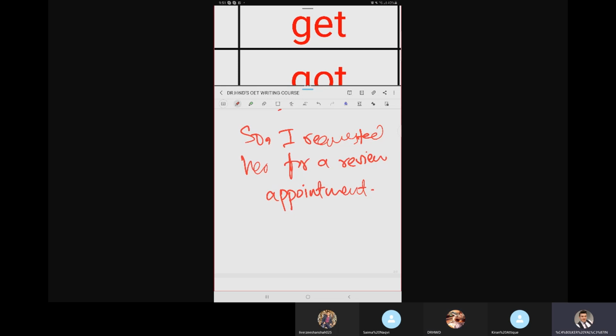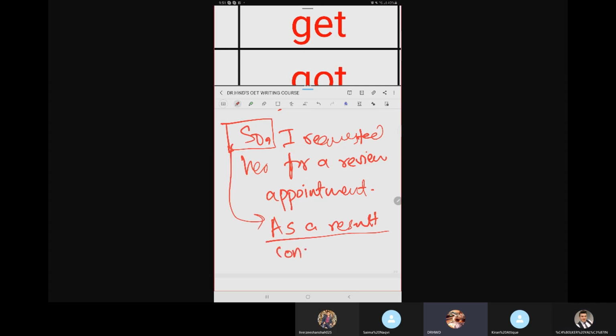I think we should use something else instead of so. For example, as a result, and because of this, also not true. I think as a result maybe much better. As a result, I requested. How many words are in as a result? Instead of saying as a result, whenever you have to say as a result, say consequently. Consequently, much better word.